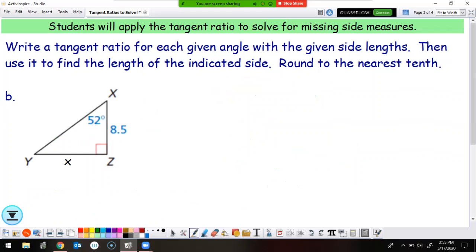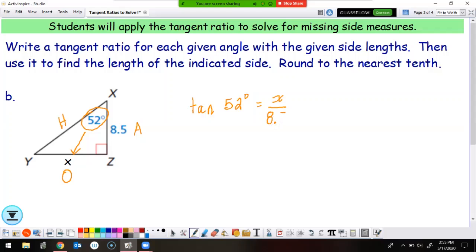On our next triangle, we have a 52-degree angle. The hypotenuse is side XY. Opposite of the 52-degree angle is the X that we're going to be looking for, which means the 8.5 is the adjacent side. So we can write that tangent of 52 degrees is going to equal X over 8.5.